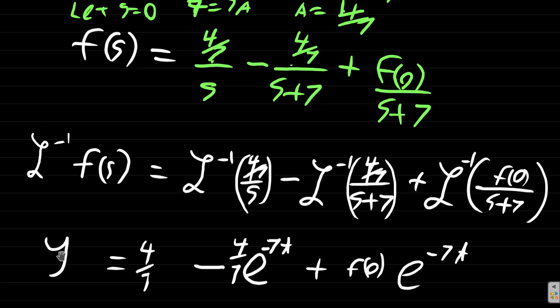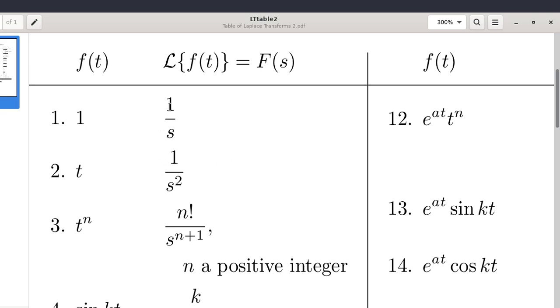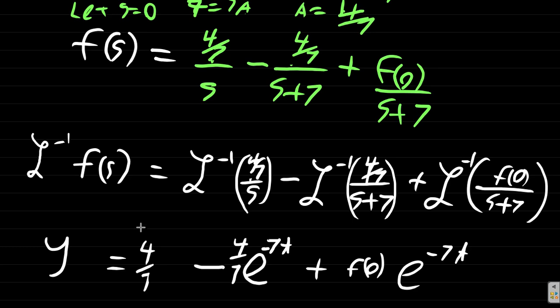So this is 4 over 7. Let me erase and rewrite it properly. 4 over 7 over s. So that means if the inverse Laplace transform of 1 over s is 1, then the inverse Laplace transform of 4 over 7 times 1 over s must be 4 over 7. So it's just 4 over 7, right?